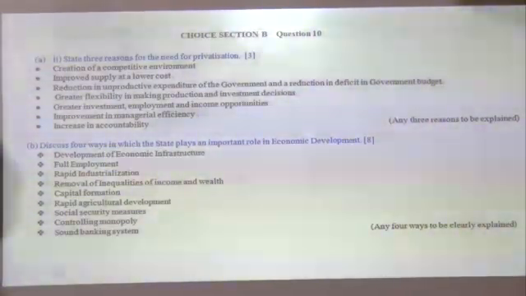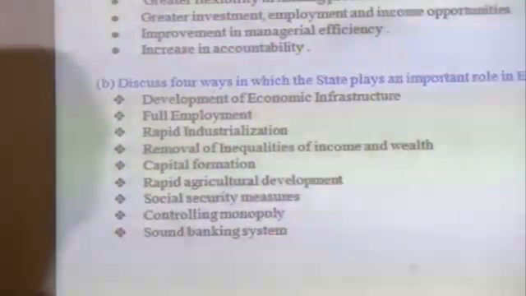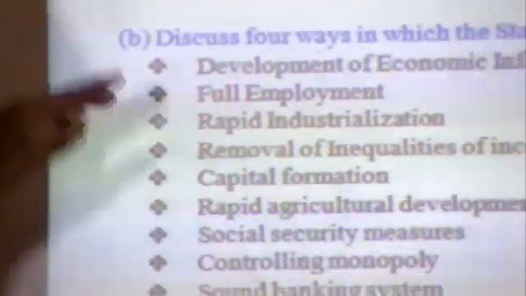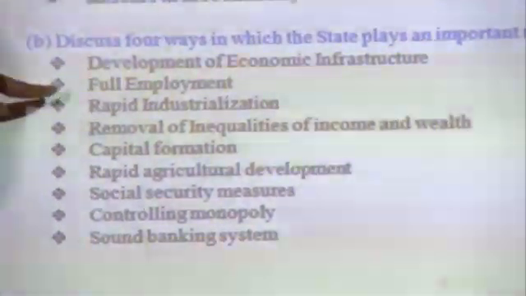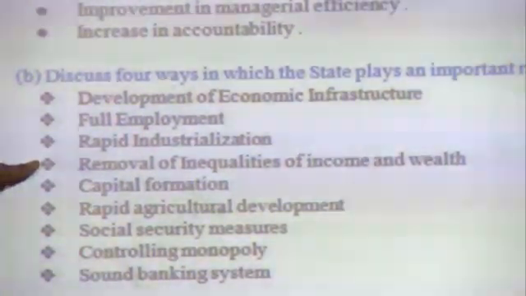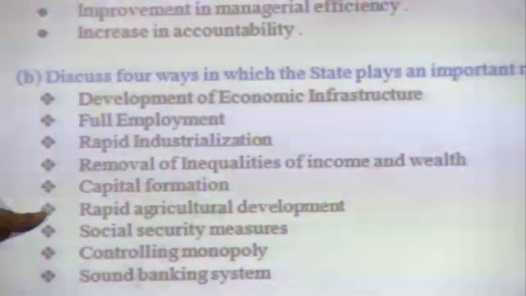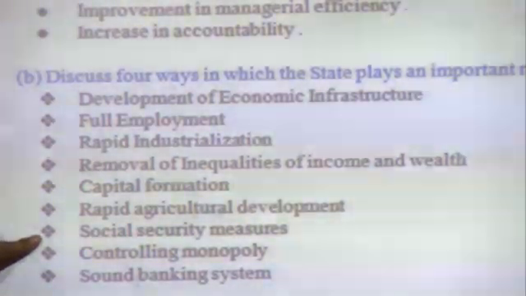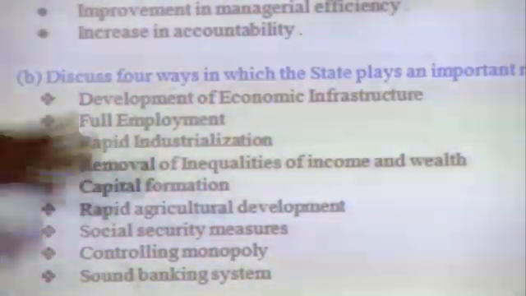The second part, which is an 8 marks question and the last question here: discuss 4 ways in which the state plays an important role in economic development. 8 marks, so 4 ways, 2 marks each. If there's a list here, you can write any of these, but this is a heading, you'll have to explain clearly. Development of economic infrastructure, full employment level, rapid industrialization, removal of inequalities of income and wealth. You can write about capital formation. You can also write rapid agricultural development, the social security system or the measures taken by the government, controlling the monopoly, and a sound banking system. So there are many points. Out of these, you can pick any 4 and explain that clearly.